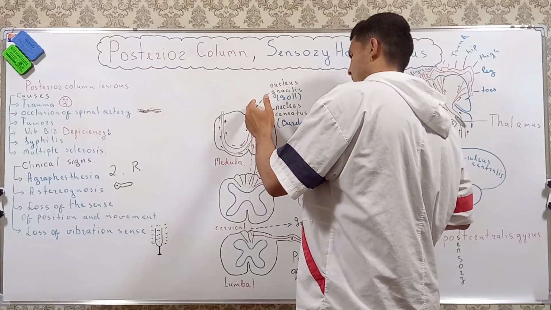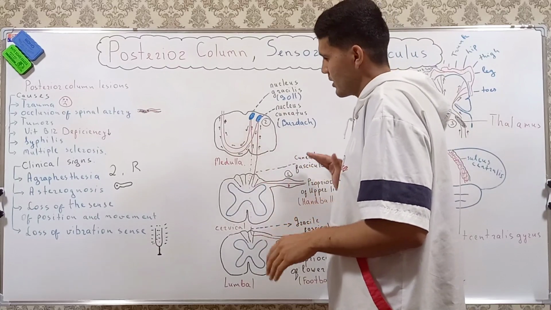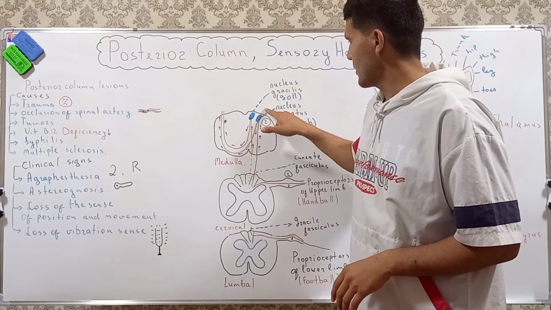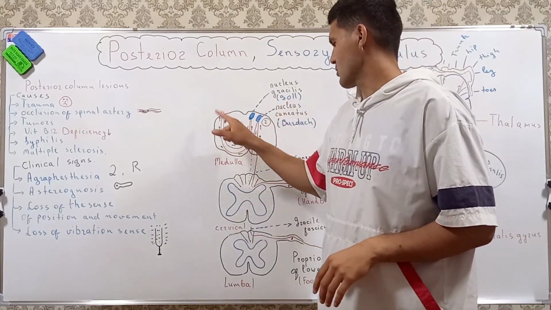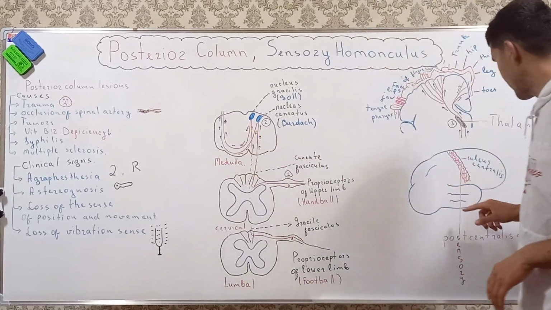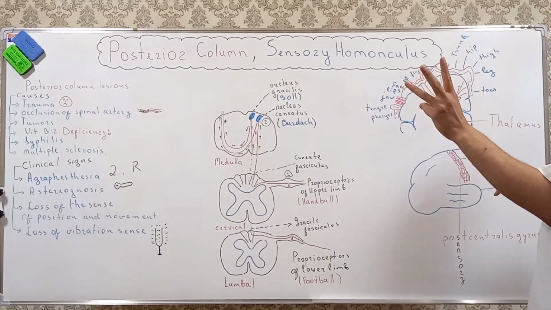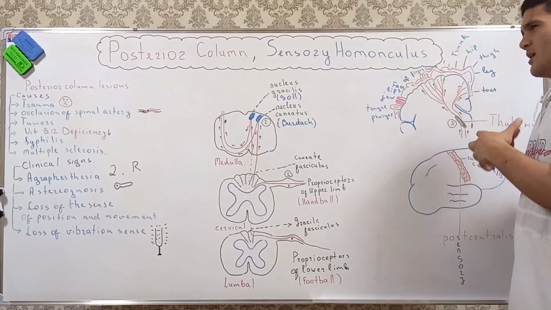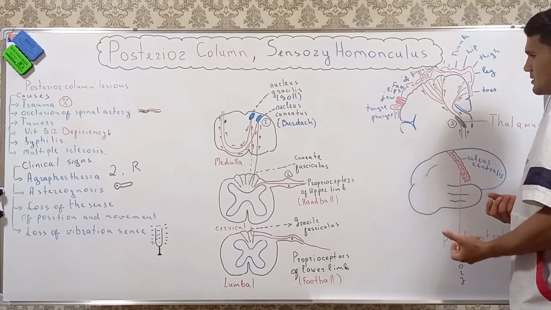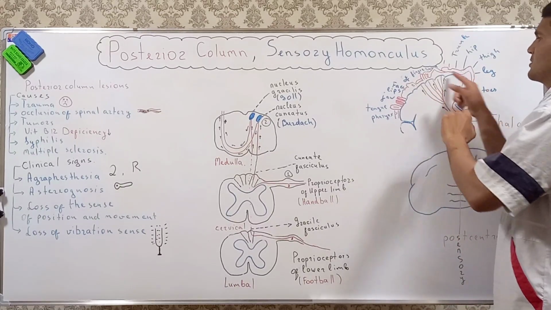Until this position, they have not crossed to the other side. When they reach the medulla oblongata, they cross contralaterally, and their next direction is the thalamus. In the thalamus is located the third neuron. After partial analysis of these impulses from the proprioceptors, they are directed to the hemispheres.